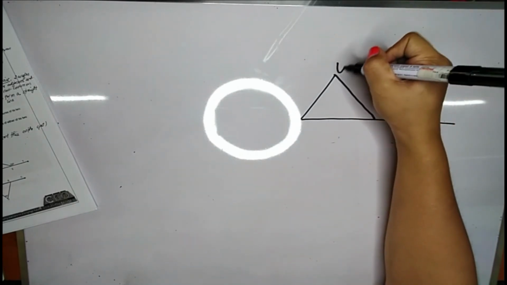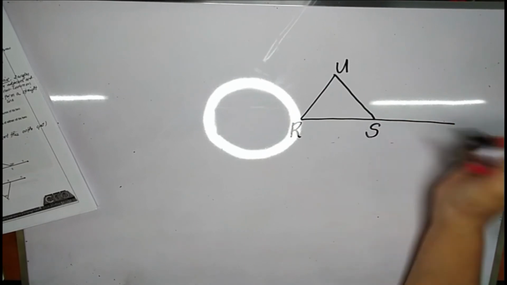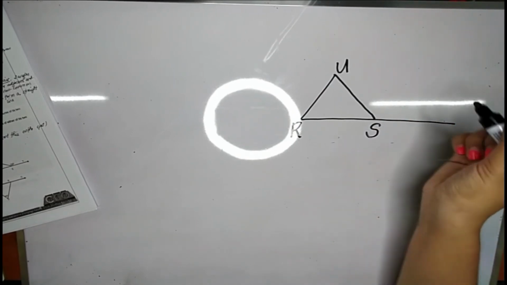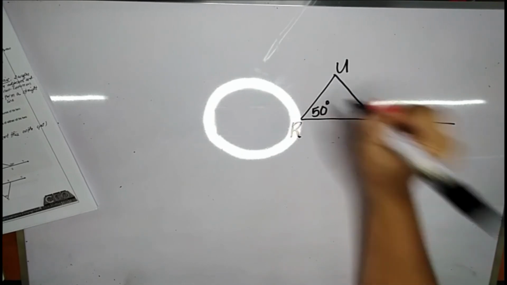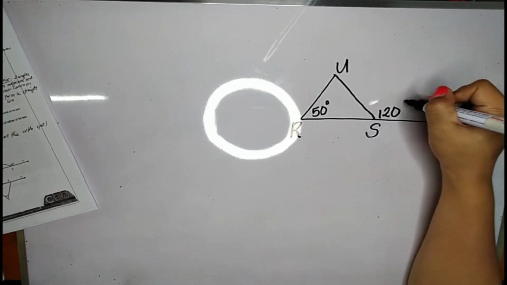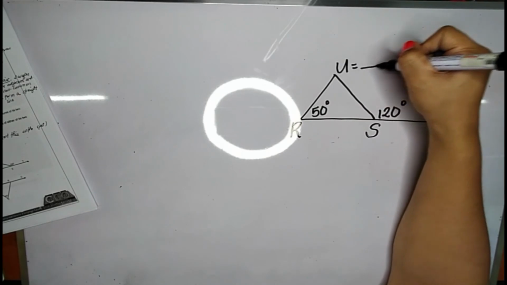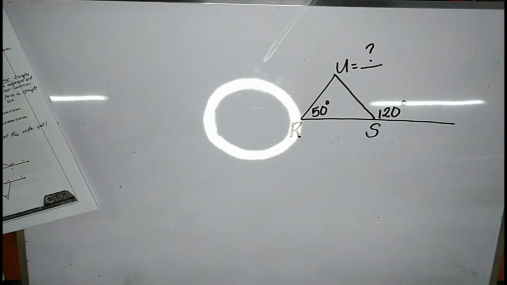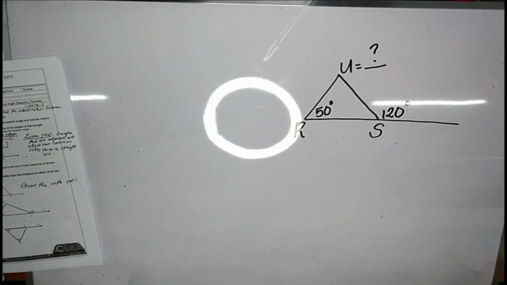We have angles U, R, and S. Angle R measures 50 degrees. Angle S measures 120 degrees. And we are looking for the measurement of angle U. That is what we're going to find out. So how are we going to find the measurement of angle U?